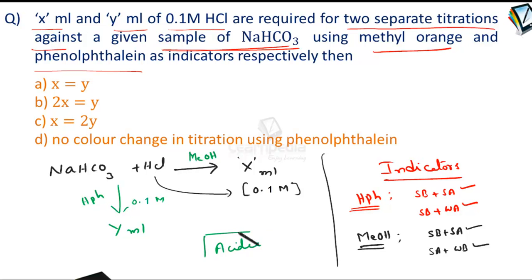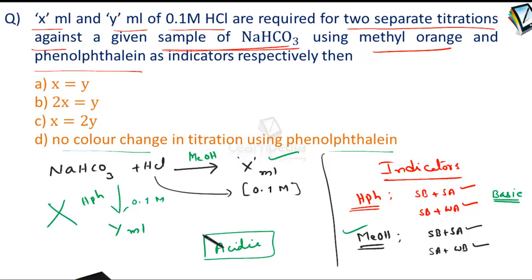So when the solution at the end point is acidic in nature, the effective indicator is methyl orange. Here we are using methyl orange indicator, therefore this is appropriate. But whereas for the same titration we are using phenolphthalein, and phenolphthalein functions effectively in basic range. But the solution here at the end point is acidic, so phenolphthalein cannot be used as an effective indicator at all. Thereby, as given in option D, no color change in titration using phenolphthalein is obtained with the addition of one drop at the end point of the titration.